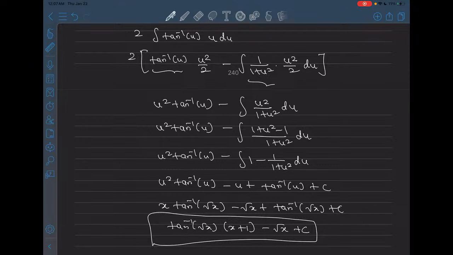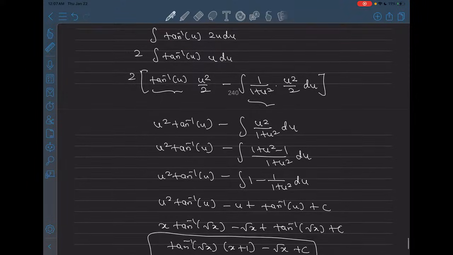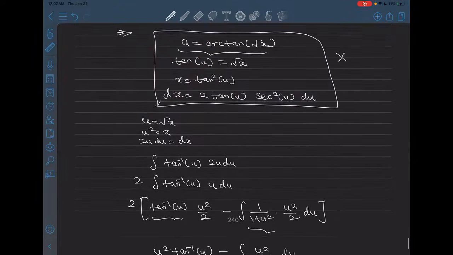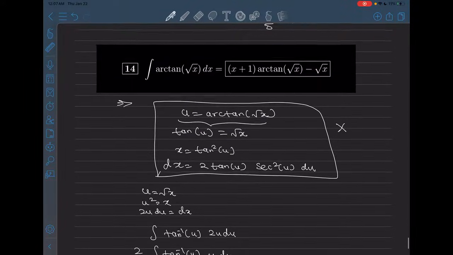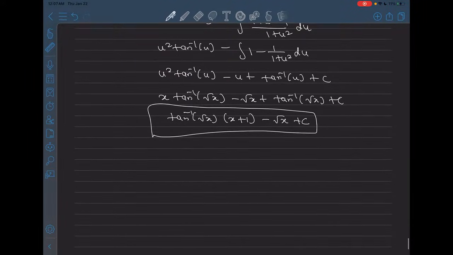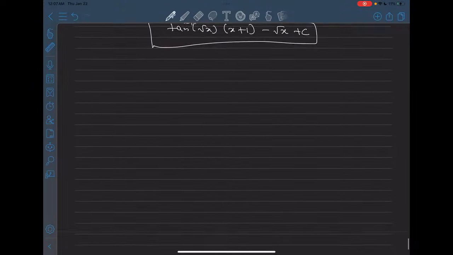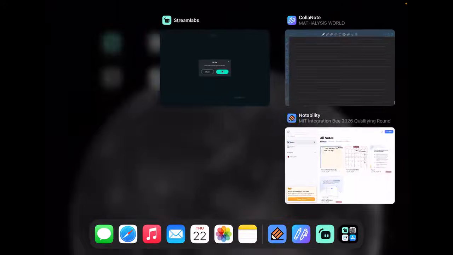Should we go to the next problem now, or do you have anything to add to it? Let's go to the next problem, I guess. This was a good exercise. Yeah? Let's go to problem 15.